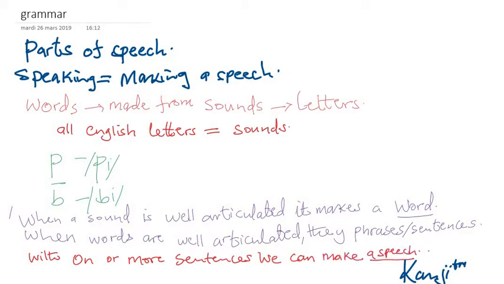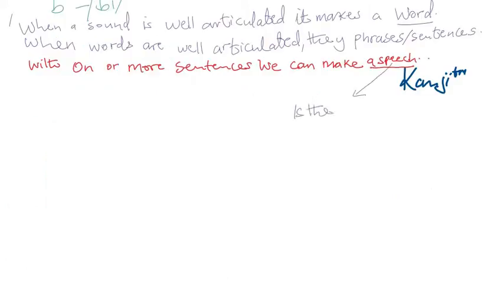And like we said, speech is the expression of feelings and or ideas. This means when you make well articulated sounds, you are making a word. And when words are well articulated, you make a phrase and a sentence. And with one sentence or sometimes more than one sentence, you are able to communicate your idea.